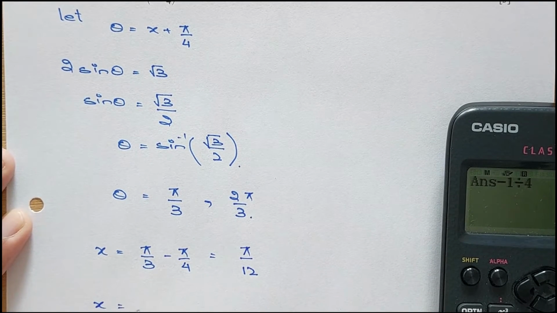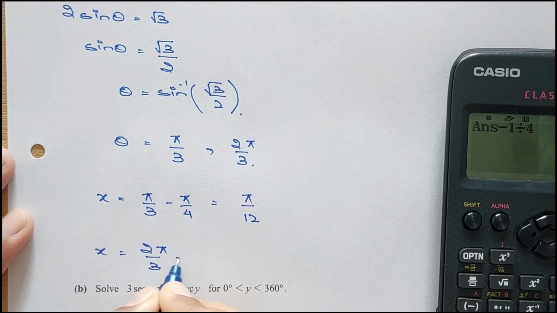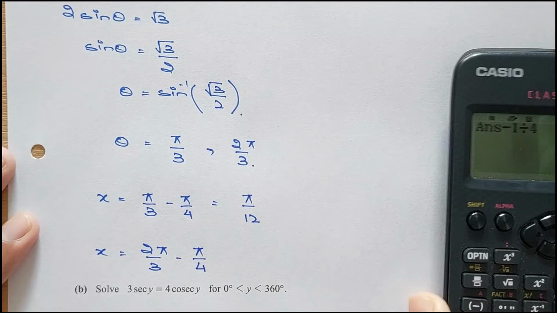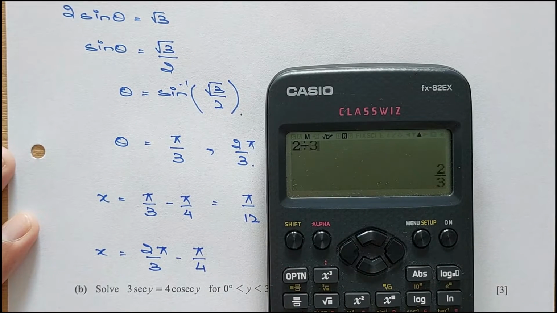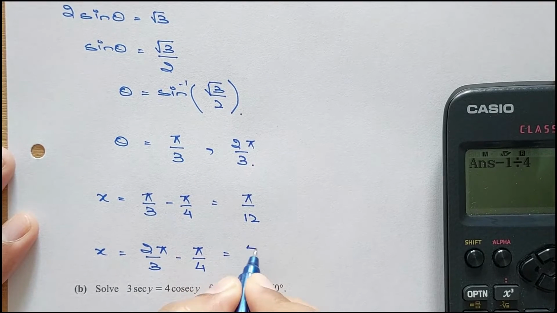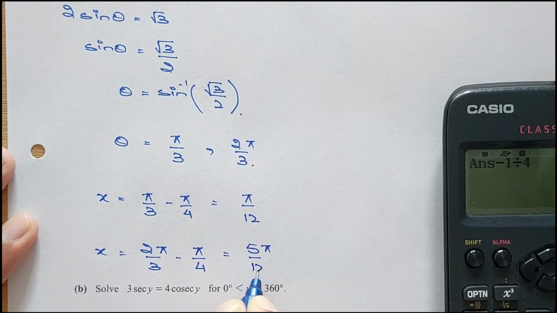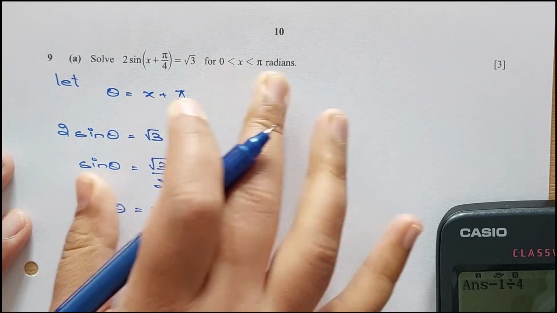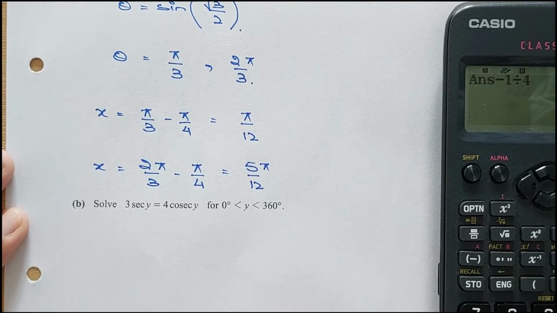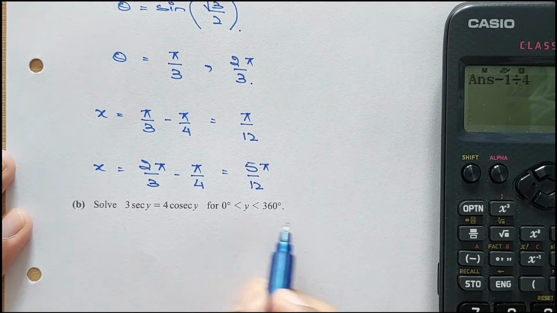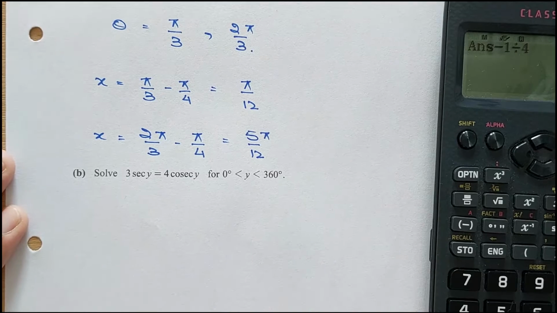And x is equal to 2 pi by 3 minus pi by 4. So we can say 2 by 3 minus 1 by 4, 5 pi by 12. And these two values belong to the domain that is between 0 to pi radians. Now for the second part, solve this equation for x between 0 to 360 degrees.